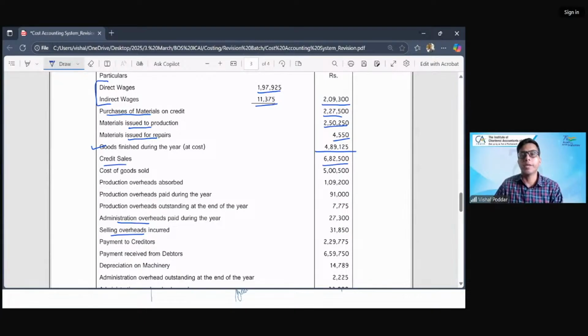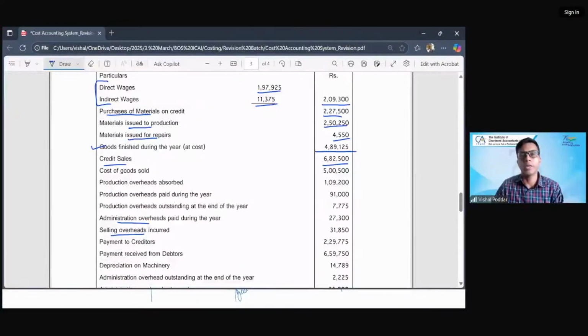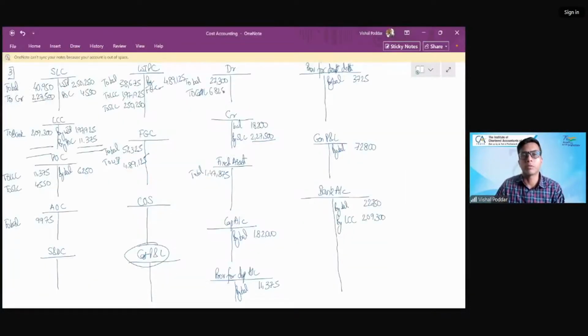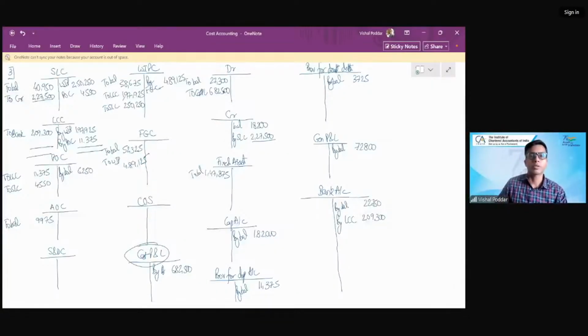Sales 682,500. Since it is credit sales, it will be posted through debtors, 682,500. And the second effect is in P&L: COGS 500,500. Whatever is the cost of goods sold is transferred here to COS from the FGC.